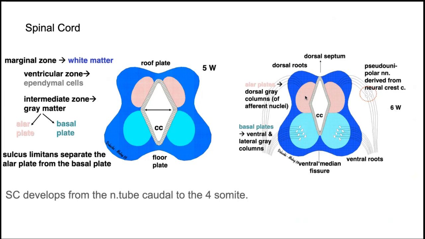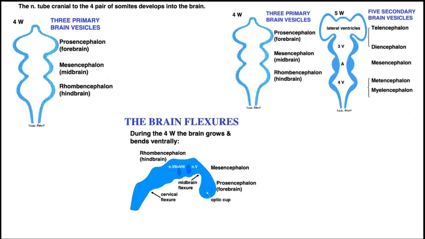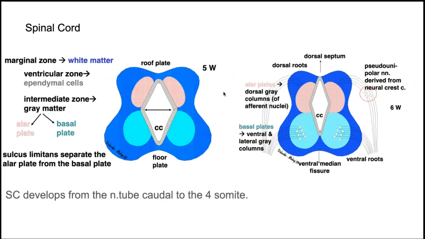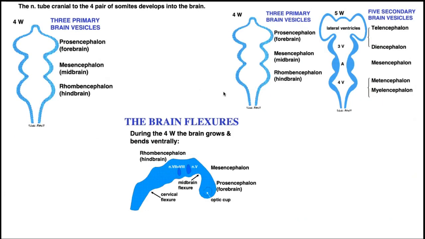Your alar plates are going to represent your dorsal gray horns, and your basal plates are going to represent your ventral gray horns. You will also see some pseudounipolar nerves that are derived from your neural crest cells. Now, this was the caudal part of your neural tube. Now let's talk about the cranial part of your neural tube.